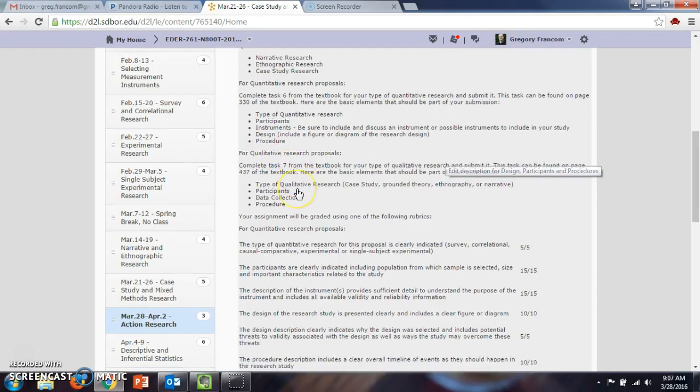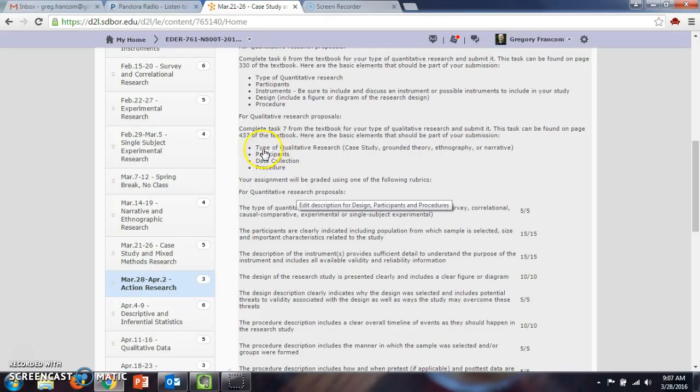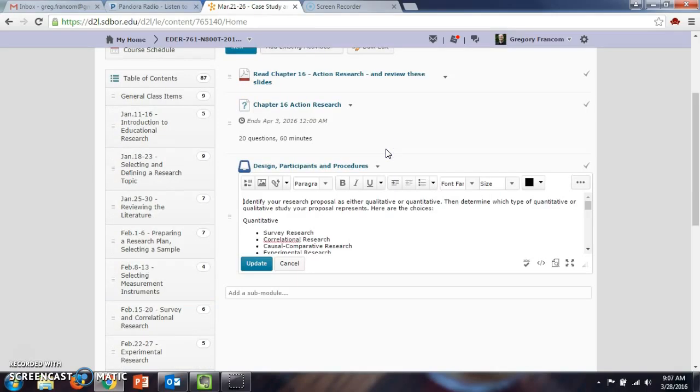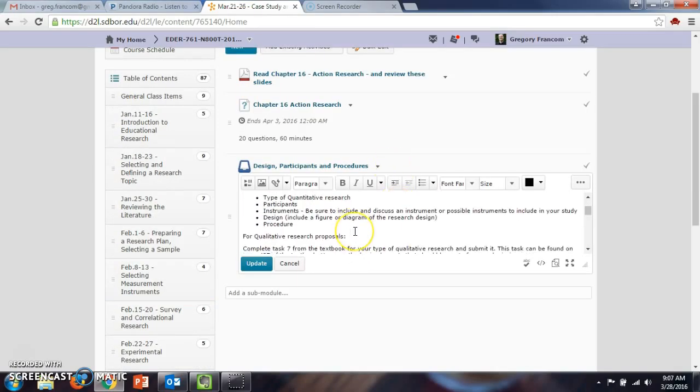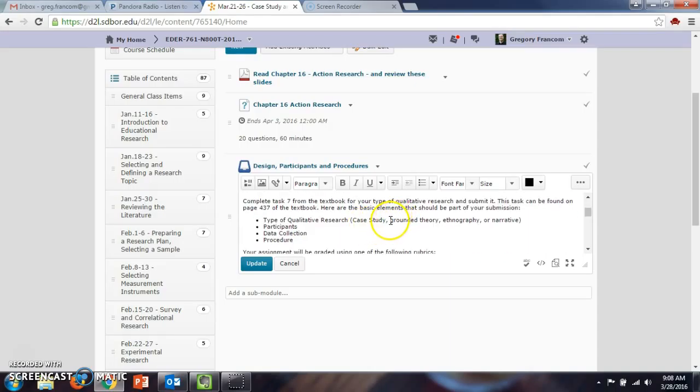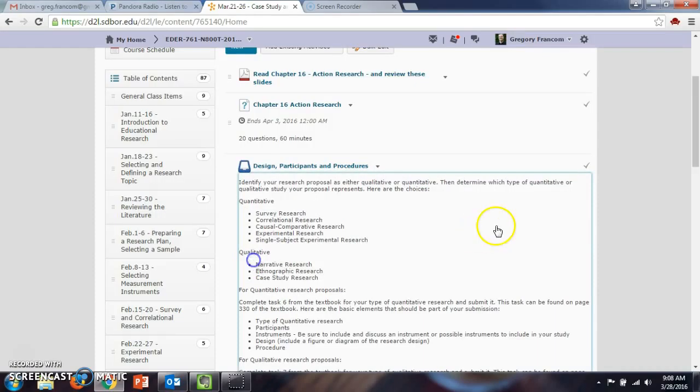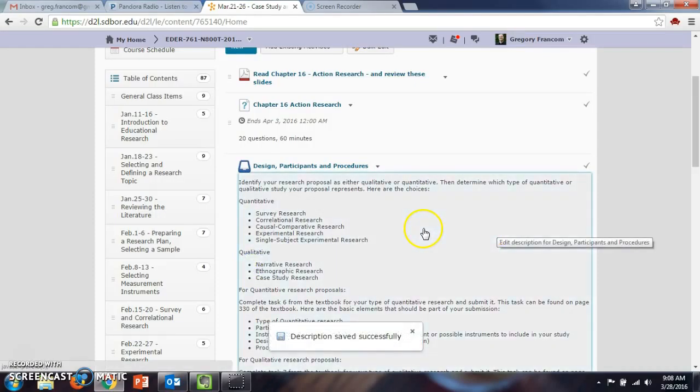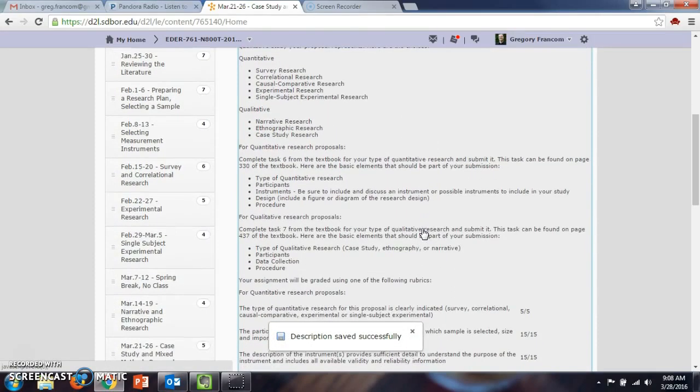If it's a qualitative research proposal, you're going to include the type of qualitative research, obviously. And this says grounded theory. I need to change that. We didn't read about grounded theory. But action research might be considered somewhat similar to grounded theory, but that wouldn't fit under necessarily qualitative research or quantitative.